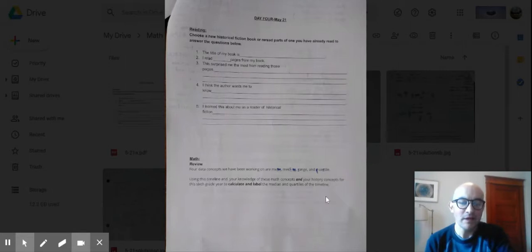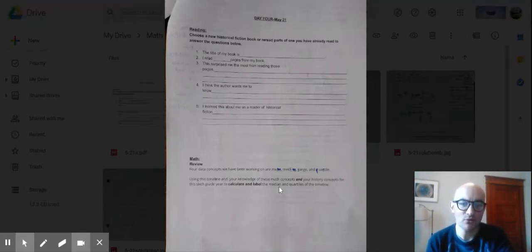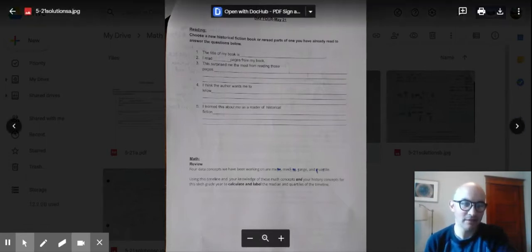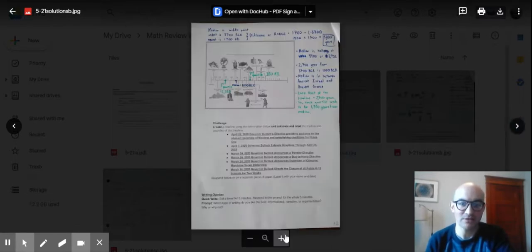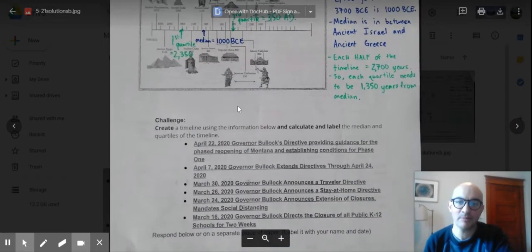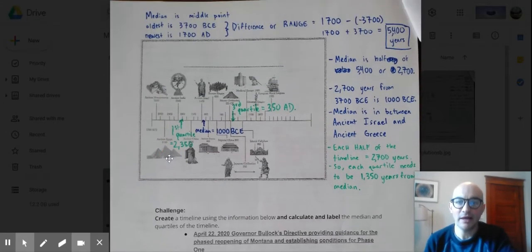All right. And then on the next page, we've got a timeline. Here's our instruction. We're going to use the timeline and find the median and the first and third quartiles of the timeline. So here is the timeline right up top. The first thing we want to look at when we look at this timeline is the year that it starts with, and that's 3,700 BC.